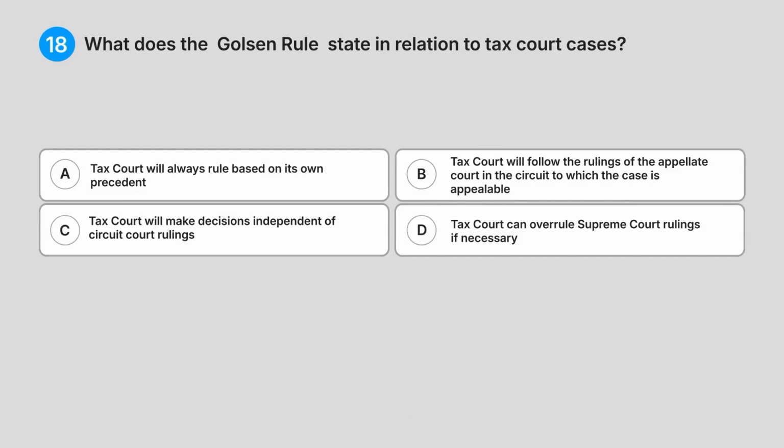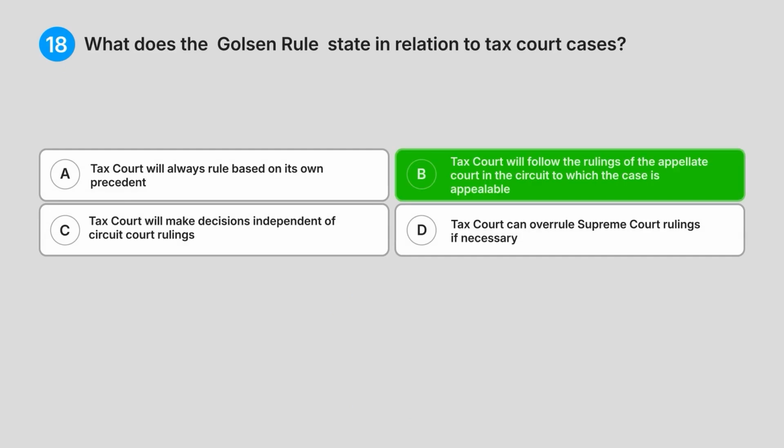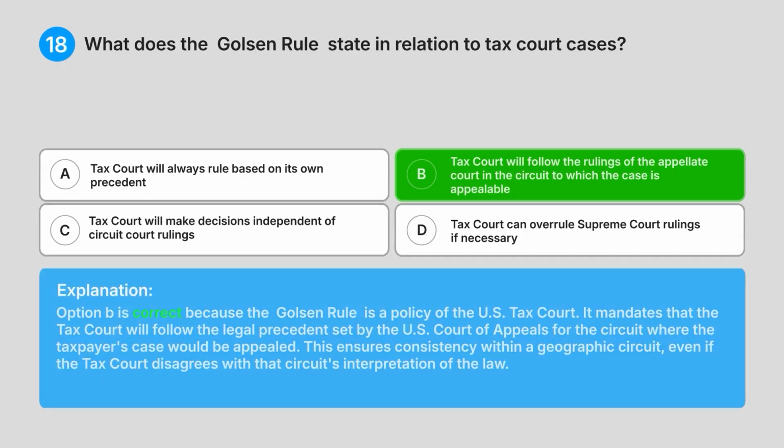Correct answer: B. Tax court will follow the rulings of the appellate court in the circuit to which the case is appealable. Explanation. Option B is correct because the Golsen rule is a policy of the US tax court. It mandates that the tax court will follow the legal precedent set by the US Court of Appeals for the circuit where the taxpayer's case would be appealed. This ensures consistency within a geographic circuit, even if the tax court disagrees with that circuit's interpretation of the law.